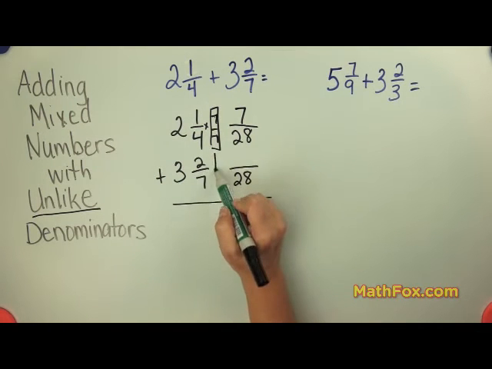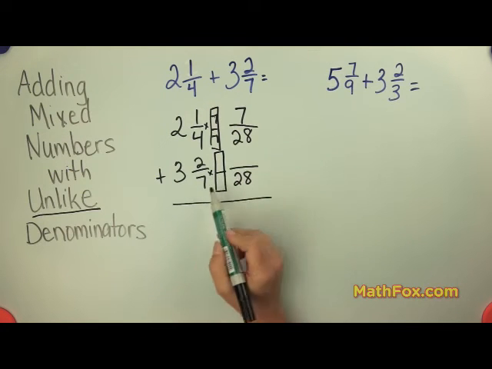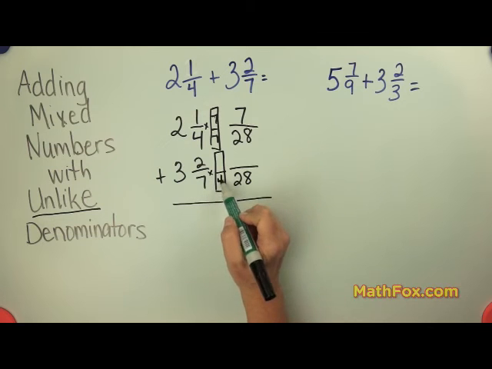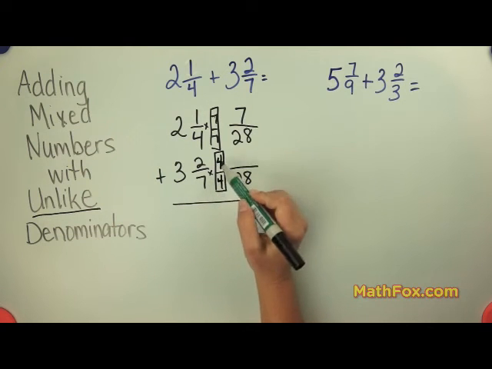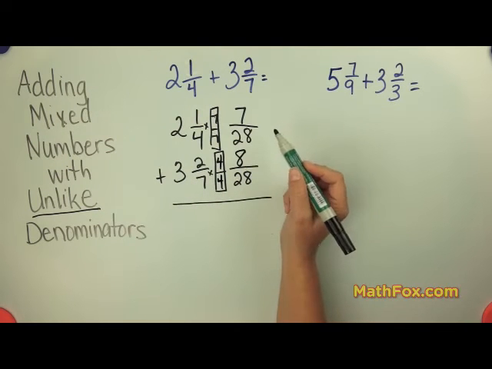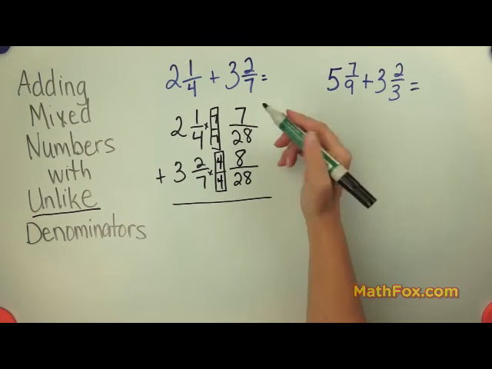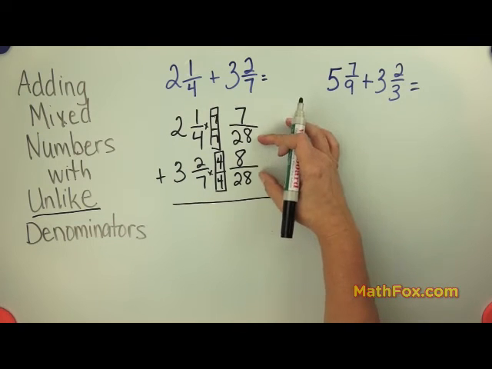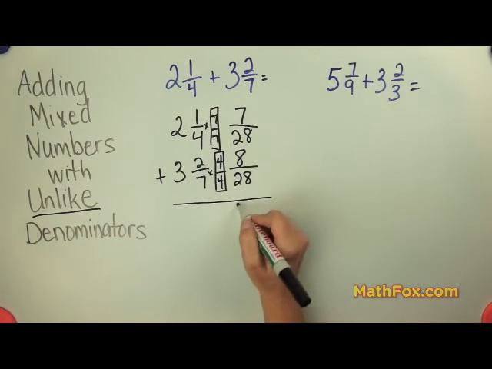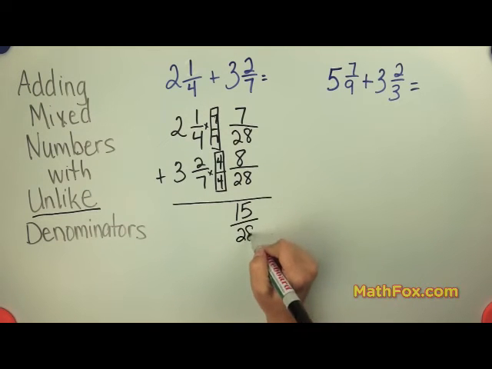Right now I'm not worried about my whole numbers. My second fraction, again, I'm multiplying by 1, so I'm going to multiply by some number over some number. 7 times 4 is 28, so I'm going to multiply by 4 over 4. 2 times 4 is 8. So I have 7/28 and 8/28. I have a common denominator, so now I simply add the numerators. 7 plus 8 is 15, over 28.